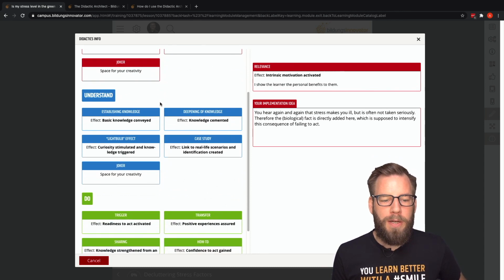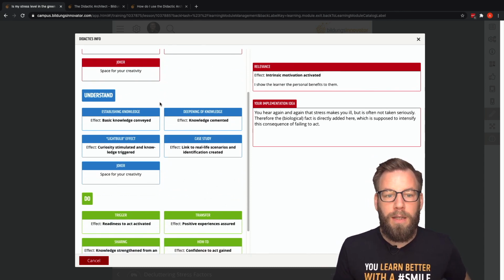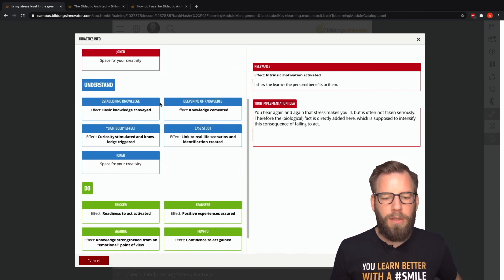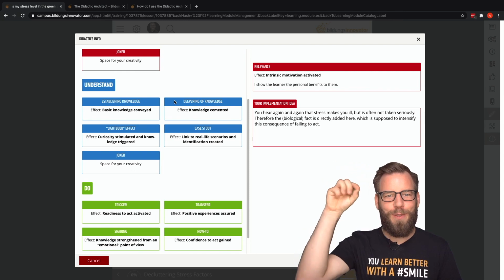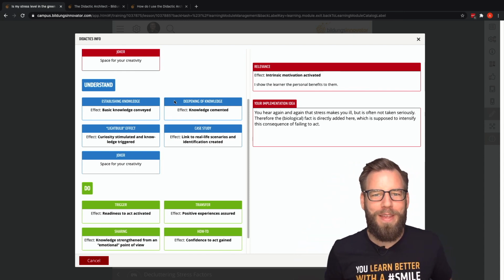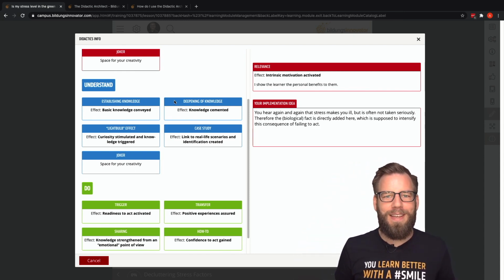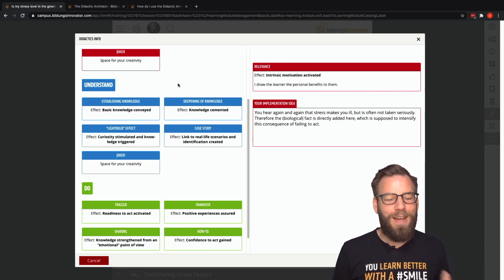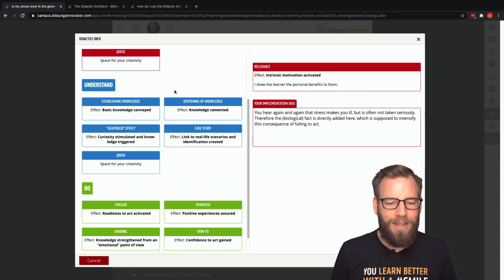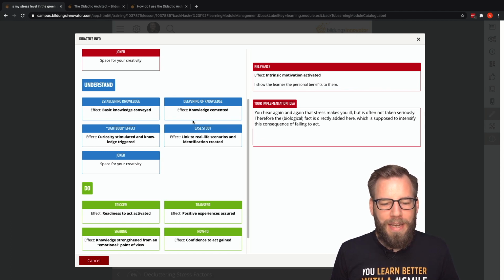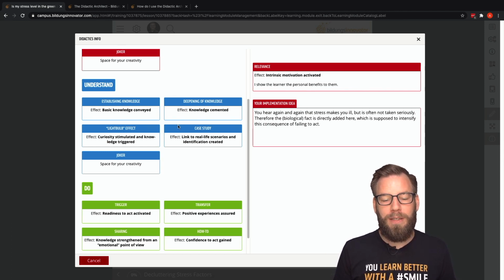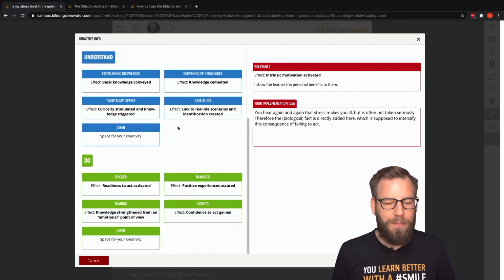Now, the blue part, which is the knowledge level. Here we have establishing knowledge, deepening of knowledge, and the light bulb effect, where, like in comic strips, you have the light bulb above the head of the characters. This is the "I see, I get it." So the effect is curiosity that is stimulated and knowledge that is triggered. Then a case study links to real life scenarios and creates identification with the topic.